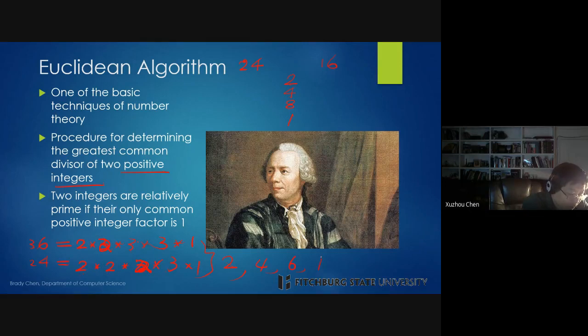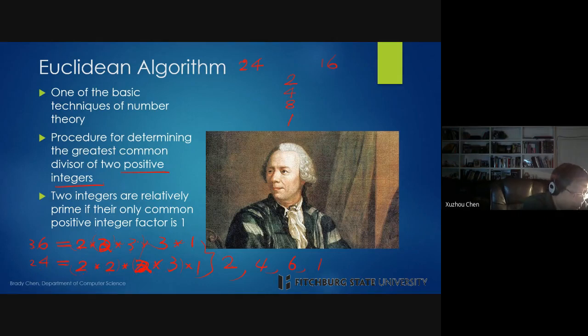Both have 1. 2 times 2, yeah. 2 times 3, yes. Here you have a 3 times 3, 9, but 9 is not a factor, not a divisor of 24, right?